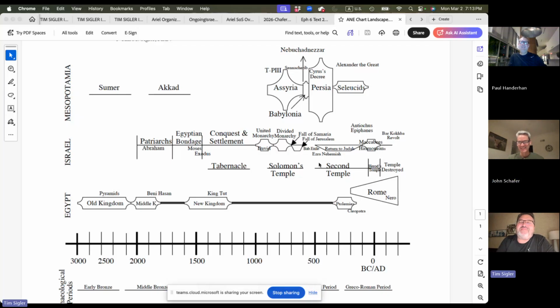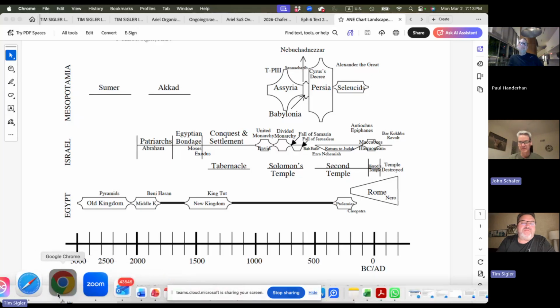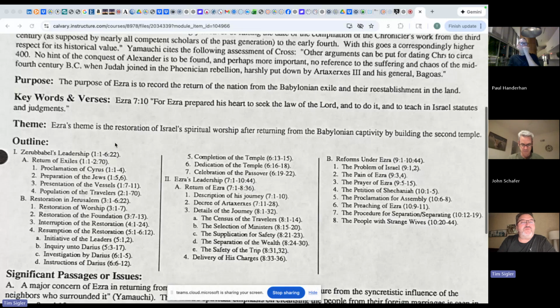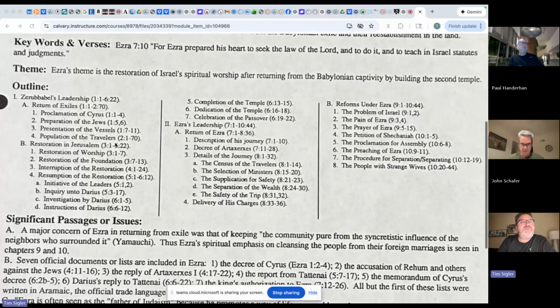And while he doesn't have a book named after him, he really is a major figure in rebuilding the second temple. And if we're going to do justice to the biblical text, we have to emphasize the role of Zerubbabel and his leadership. So that's why I call Roman numeral 1 of the outline of the book of Ezra Zerubbabel's leadership.